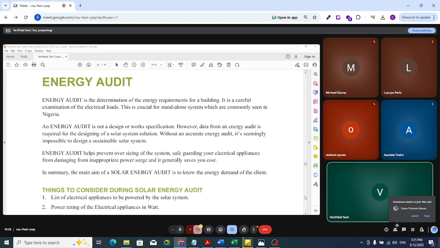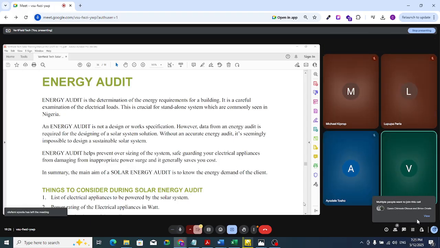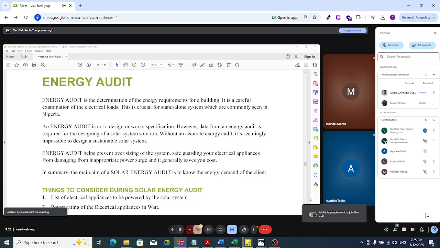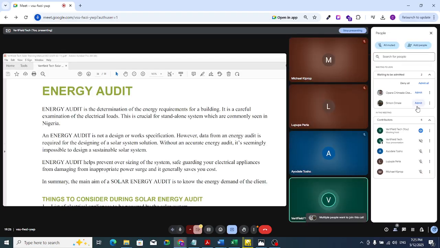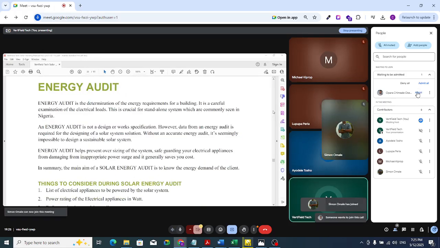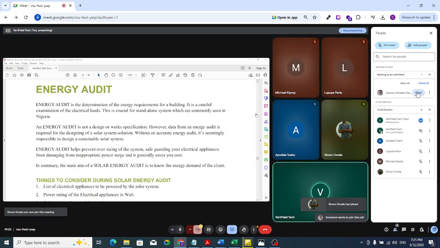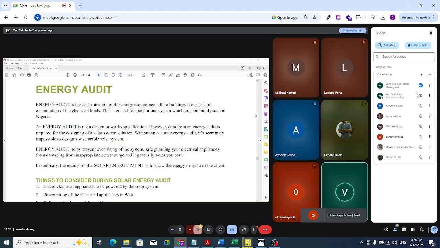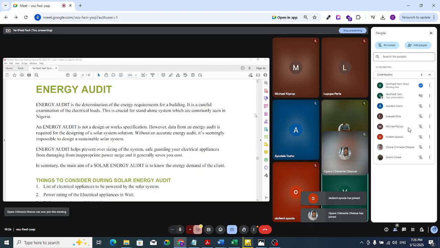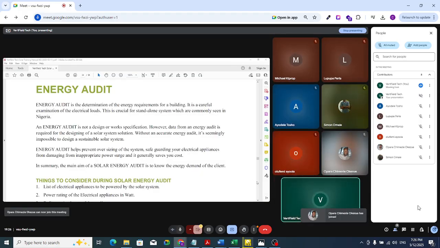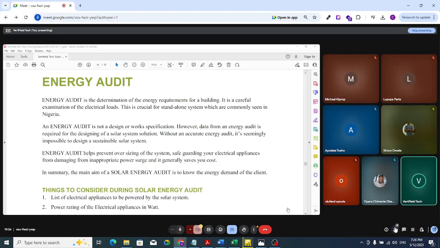Now we have talked about some of the things that energy audits will do for you. It helps you not to oversize your system, and helps you to save cost. The third thing there is telling you about safeguarding your solar system. We have talked about two. We are only left with safeguarding the electrical appliances. Let us leave that to be handled for now while we complete this discussion on energy audit. We will take that topic on safety very soon.